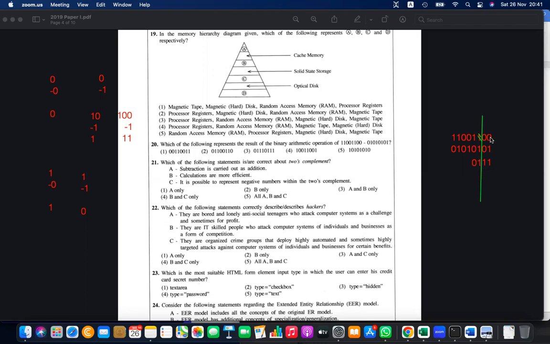You cannot subtract 1 from 0. You bring 1 from the previous one. There is no 1. Bring 1 from the previous one.